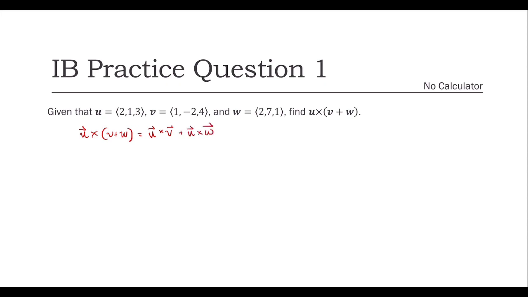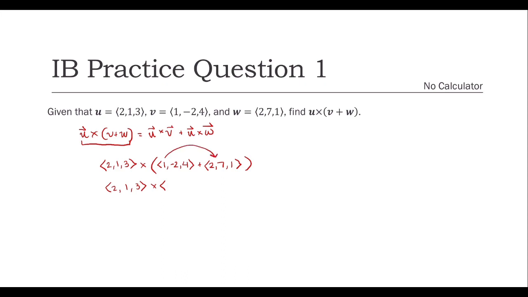So doing the cross product is a lot more difficult than just adding vectors. So the easiest way to do this is this first part here. We'd have our u vector, (2, 1, 3), crossed with (v, which is (1, -2, 4), plus w, which is (2, 7, 1)). So we'll start by adding.